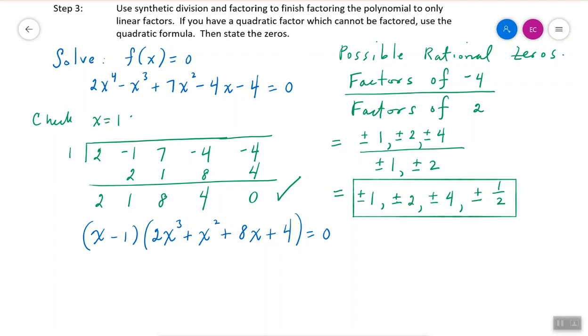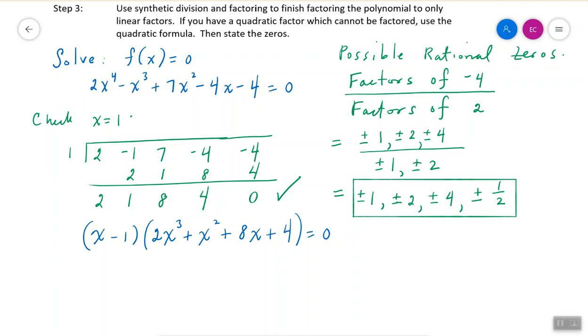The only issue is, well, we have this linear factor. That looks great, but we've got a cubic factor over here. And so how are we going to factor it? We're going to do some more synthetic division. And so really, we'd like to start again on the possible rational zeros.